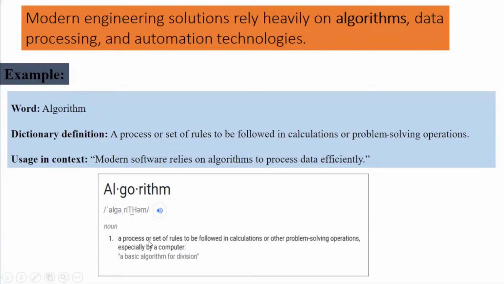Then you can see the class of words or the part of speech is given here, which is a noun, right? And then you can see a sentence, right? So here we have another comma, especially by a computer. So it says, right? So then you can see a basic algorithm for division. Likewise, you can find a sentence as well. Sometimes you might find synonyms, antonyms below it, right? Okay, so that is how you find a term.